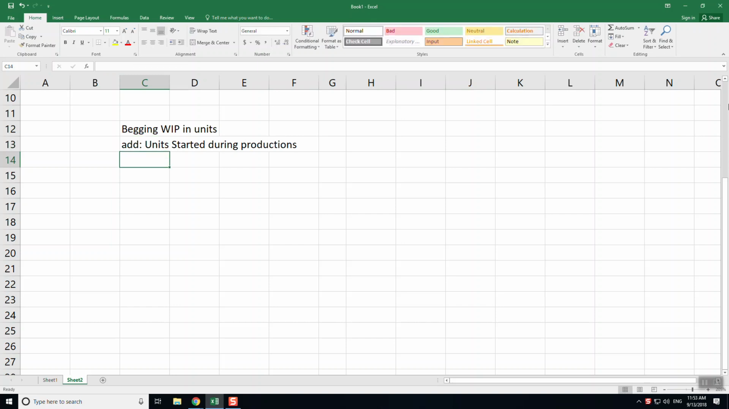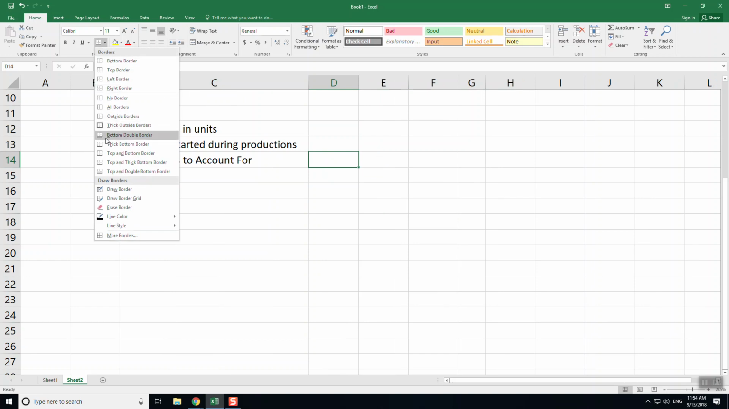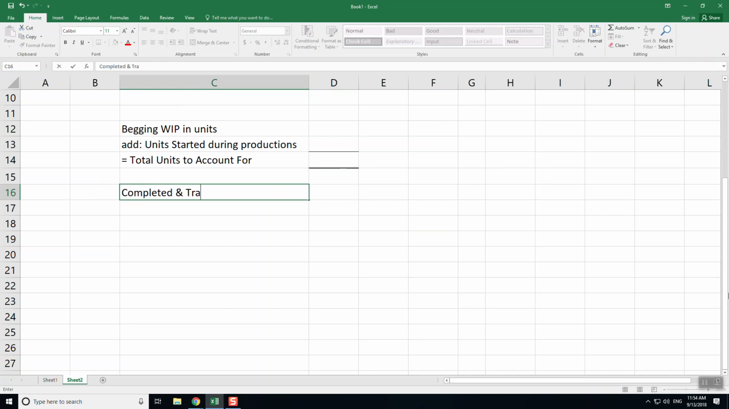And what you're going to end up with is total units to account for. All right. So this would be figured out in units, and you're going to end up with a total number here. And then what you do is you have units that were completed and transferred out.